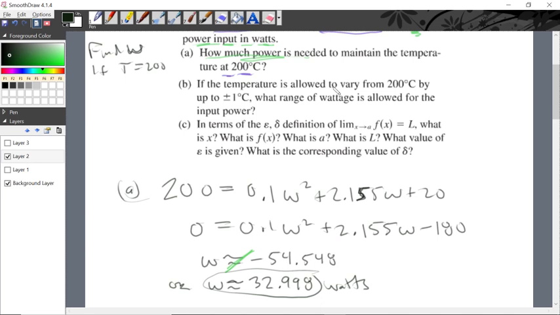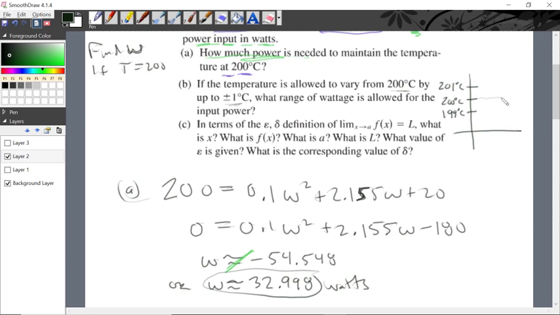B, if the temperature is allowed to vary from 200 degrees Celsius by up to plus or minus 1 degree Celsius, what range of wattage is allowed for the input power? So here's the idea, just a rough sketch here. The output we're trying to get is 200 degrees. And we're allowing ourselves to miss that mark by as much as 1 degree Celsius, either up or down. So we will go as high as 201 degrees and as low as 199 degrees.